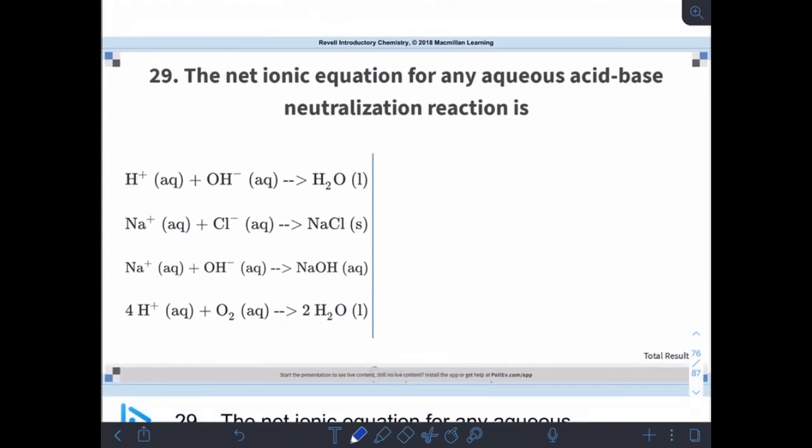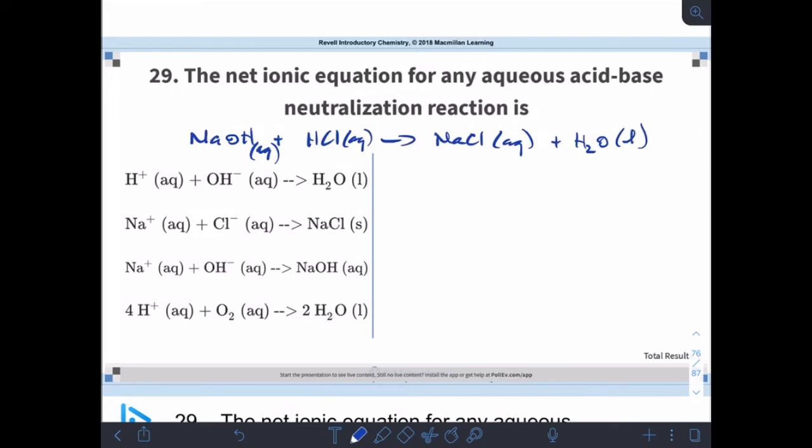So the net ionic equation for any aqueous acid-base neutralization, we showed that earlier on, we can show it again here with this reaction. So aqueous and aqueous, 2 aqueous things, we're going to do a double displacement. Acid plus base makes a salt plus a water, and that's liquid water.